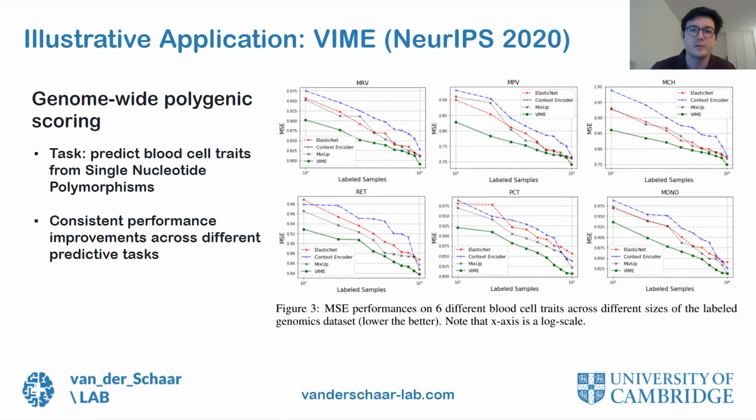As a brief illustrative application, VIME was applied to genome-wide polygenic scoring. So unfortunately, I don't have time to go into details, but for all 6 of the blood cell traits considered, VIME outperformed all of the benchmark methods tested, really demonstrating the power and the ability of self-supervised learning to outperform linear models for these complex data sets.